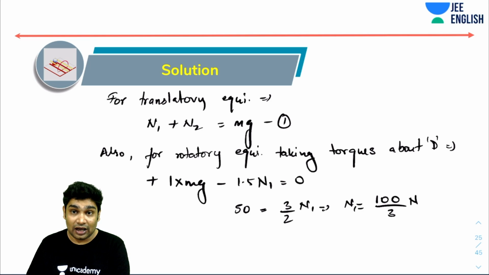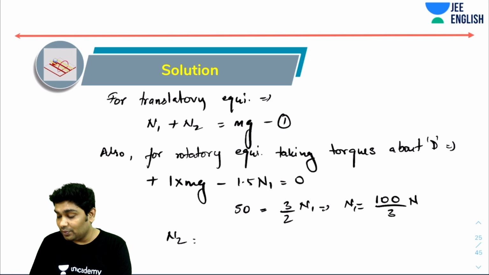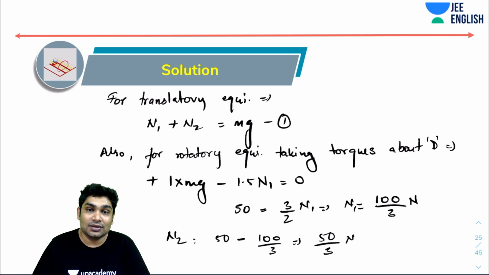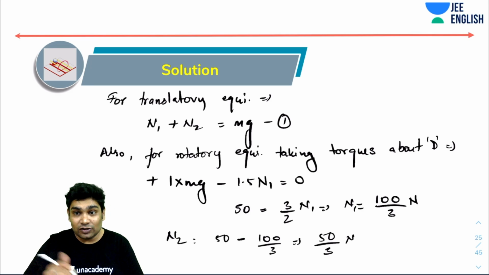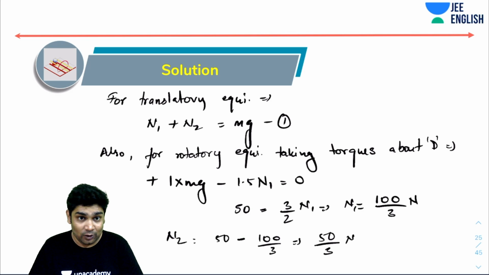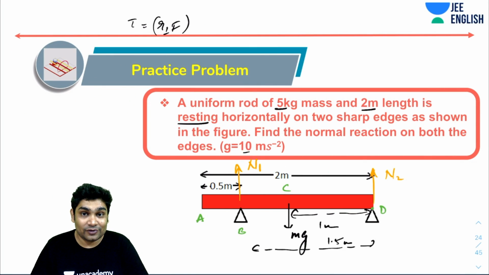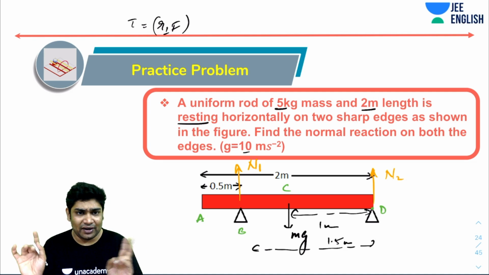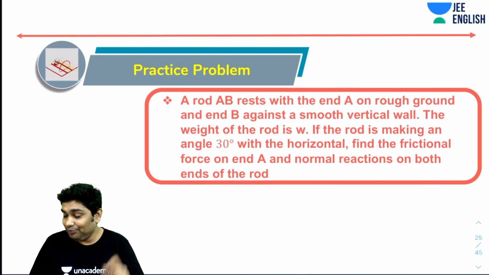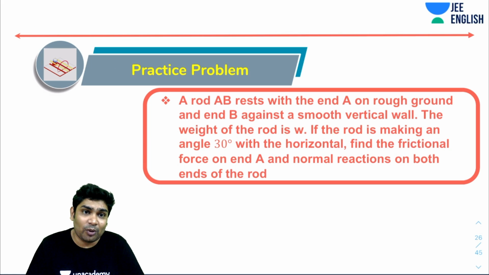From the above equation, I will realize that N2 would be 50 minus 100 over 3, that is 50 by 3 newtons. That is going to be my answer. N1 is 100 by 3 newtons and N2 is 50 by 3 newtons. I hope these were the answers that you guys had also gotten, and I hope now you know how to approach these problems of equilibrium. First, draw the FBD. Second, write the expression for translatory equilibrium. Third, write the expression for rotatory equilibrium about any point that you feel like. All right, why don't we give one more problem a try?